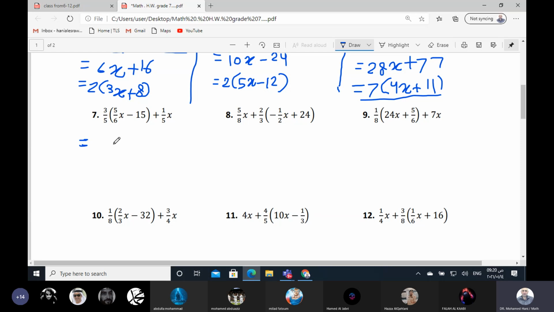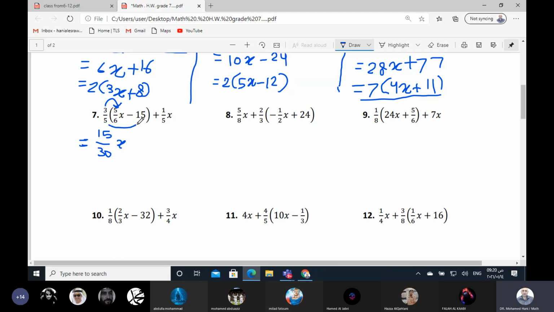Okay, check with me, please. The first step, distribute. 3 over 5 times 5 over 6. 3 times 5 will be 15. And 5 times 6 will be 30x.